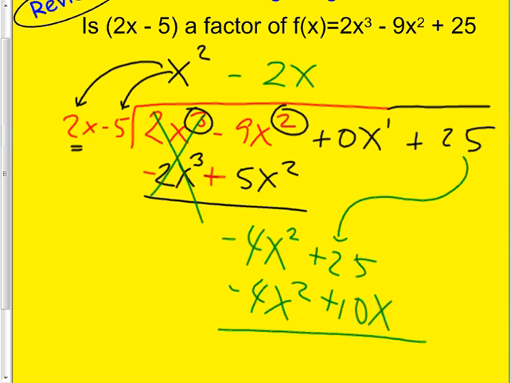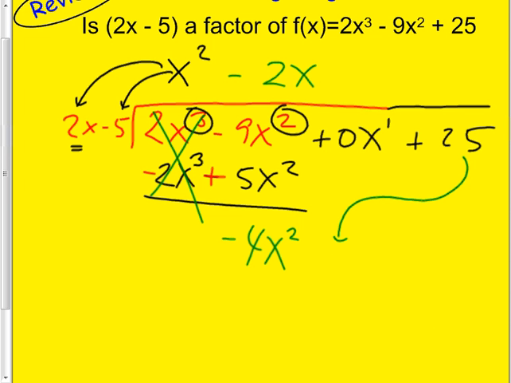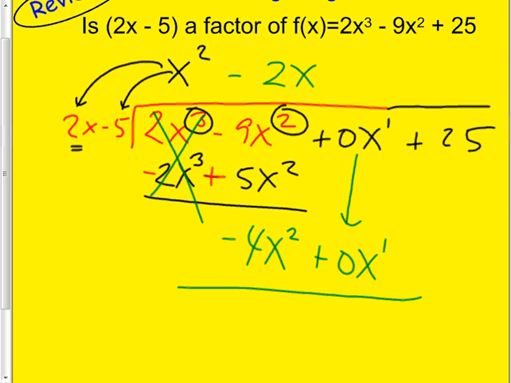All right, so anyway, I'm sure there's a way around it, but the way I'm teaching you is to have a placeholder right there. That's what we bring down. Bring down the 0x. Oh, wait, no line yet. Okay, so now I put my negative 2x up here. And I have negative 2x times 2x makes negative 4x squared. And negative 2x times negative 5 makes positive 10x.